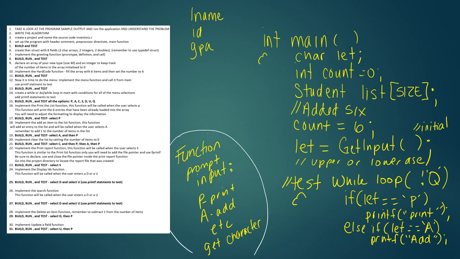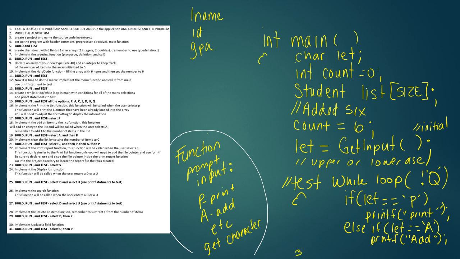So you're going to have to develop, make the menu, try all the letters, make sure that if you put in a P that it prints the word print, make sure that if you put in an A that it prints the word add, make sure that if you put in a Q that the loop stops, make sure that if you put anything else, my suggestion would be to put not recognized. So you would have an if let is a P, else if let is an A, else if let is a D, etc. until you get to the last else where you would say else printf unrecognized.